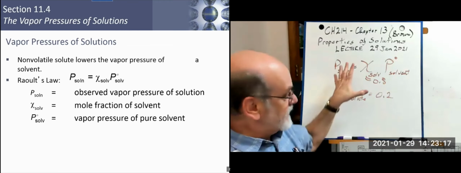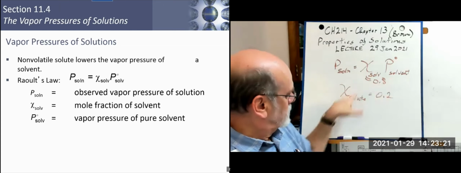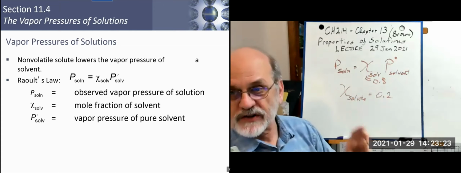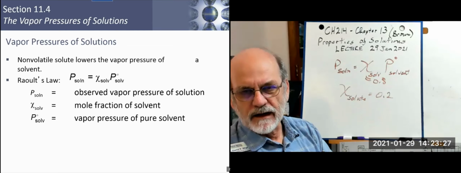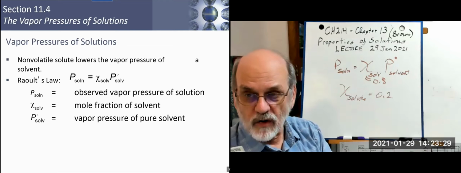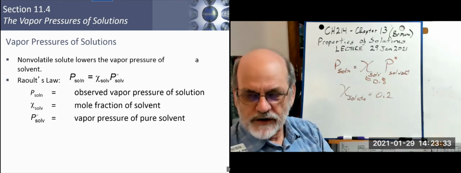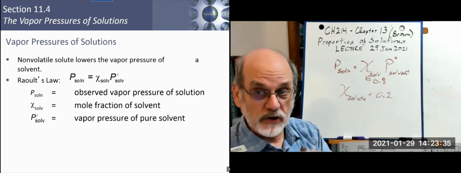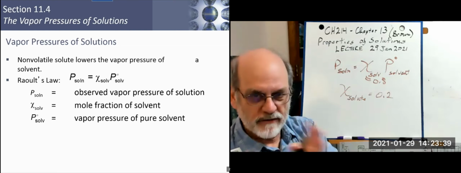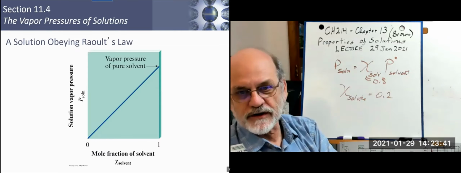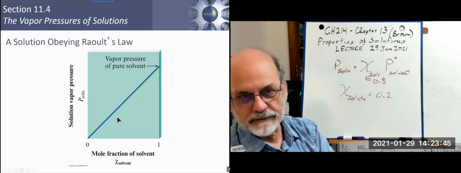Now, for this case, the solute must be non-volatile, like a dissolved solid, like sodium chloride, something like that. If you dissolve something in it that has a vapor pressure of its own, then you have to modify the formula to account for both of them. And that's what this formula here does. I'll get to it in a second.